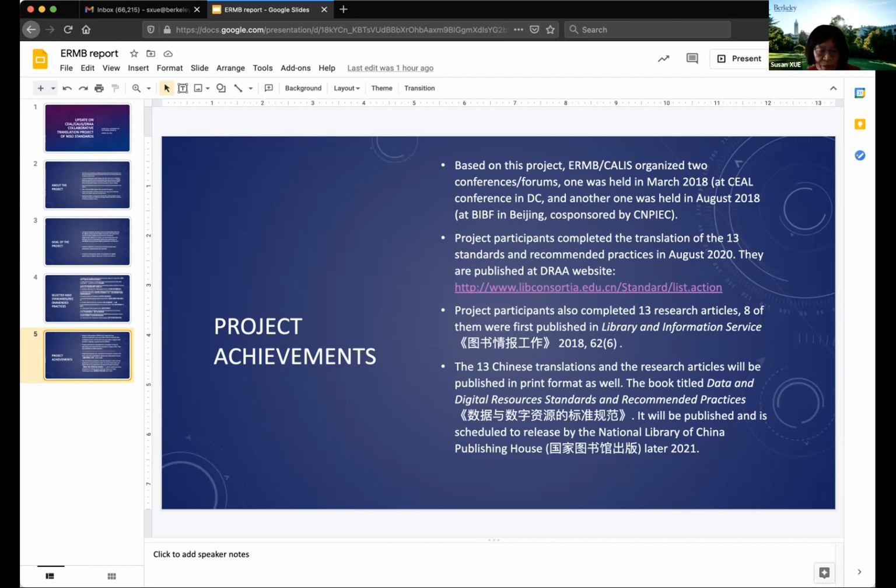8 of them were first published in Library Information Service in 2018. Last but not least, the Chinese translations and the research articles will be published in printed format as well. The book is titled Data and Digital Resources Standards and Recommended Practices. The Chinese title is 数据与数字资源的标准规范. It is scheduled to be released by the National Library of China Publishing House later this year. So I'm going to stop sharing this PPT and switch to the website.